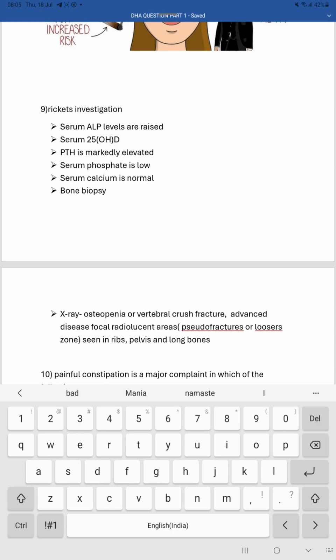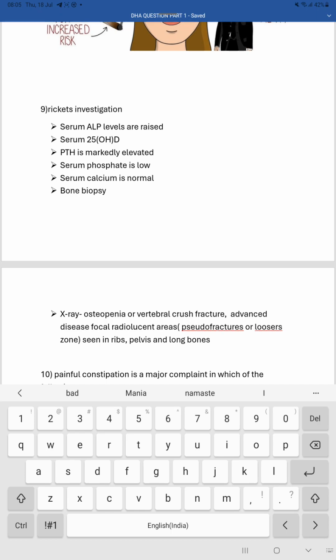Next question was regarding the investigations done in rickets. Okay, so rickets we know is a vitamin D deficiency disorder. So what are the investigations to be done for identifying rickets? The first one is serum ALP levels are raised. ALP means alkaline phosphatase. Okay, it is an enzyme which is mainly produced by the liver and bone.